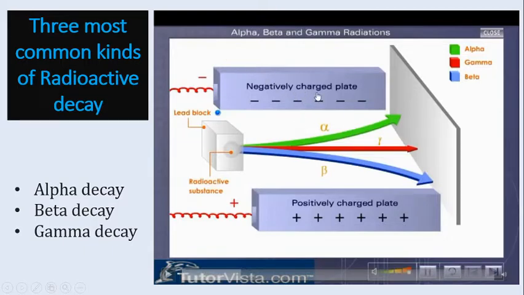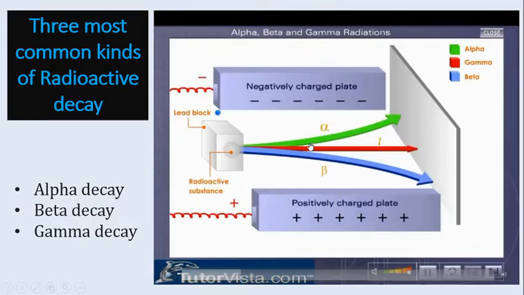But when we provide two oppositely charged plates on both sides of it, we will find that instead of one, there are 3 spots visible on the zinc sulfide screen, because the negatively charged plate will attract the positively charged radiation, that is called alpha radiation, and the positively charged plate will attract and bend a type of radiation that is called beta radiation, and another type of radiation that is called gamma radiation will not bend towards any direction. That means it is not attracted by either positive or negative charge. So we say that there are 3 common kinds of radioactive radiations: alpha, beta, and gamma.